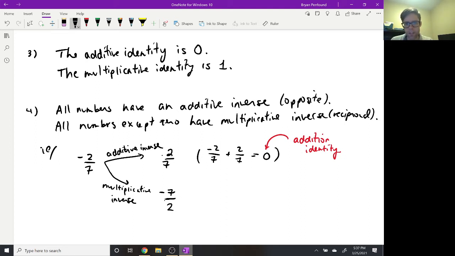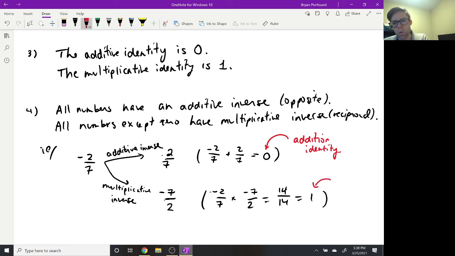And the multiplicative inverse is set up in such a way that when we multiply these two numbers together, we get the multiplication identity. So -2 times -7 gives us +14, and 7 times 2 also gives us +14, and we do see that we end up getting the number 1, which is the multiplication identity.